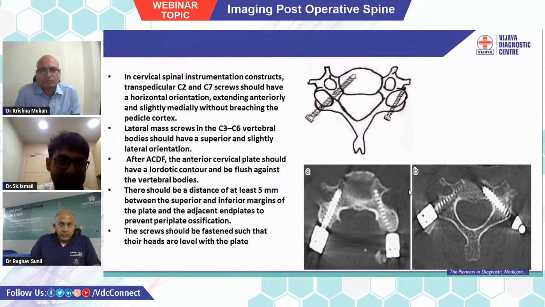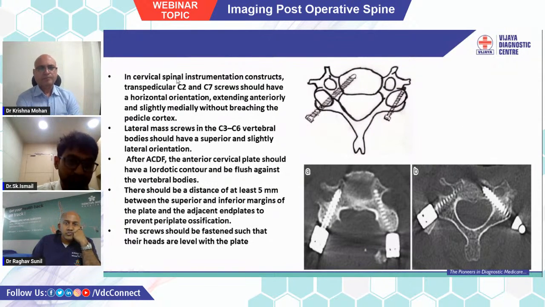And coming to a brief introduction on cervical instrumentation. With the increased use of neuronavigation, there is increased use of transpedicular fixation. Ideally transpedicular screw fixation is done at C2 and C7 levels, because C3 to C6 have small pedicles. So usually a transpedicular screw is placed at C2 and C7 level, and it is directed superiorly, anteriorly, and medially. Whereas a lateral mass screw will be directed superiorly and laterally.